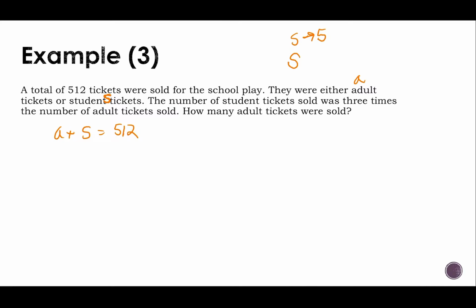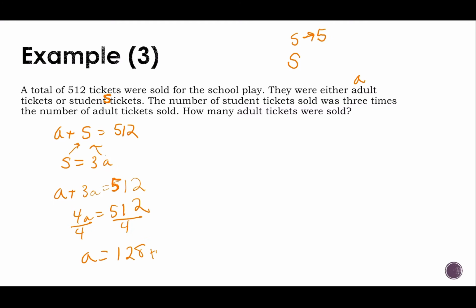The number of student tickets sold was 3 times the number of adult tickets sold. So if I take my student tickets, that's going to equal the adult tickets times 3. 3 times the adult would equal the student. Now I'm going to go ahead and substitute for S. I'm going to substitute in 3A. So A plus 3A is 512. Make that look like a 5 because I promised I would. 4A equals 512. Divide both sides by 4. A equals 128. So the number of adult tickets was 128, which was what our question was asking us to find.